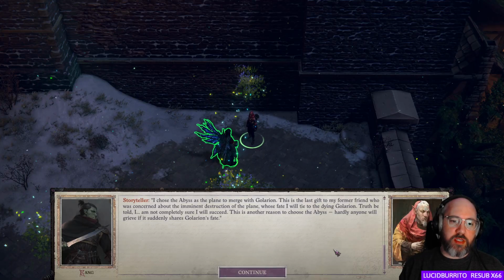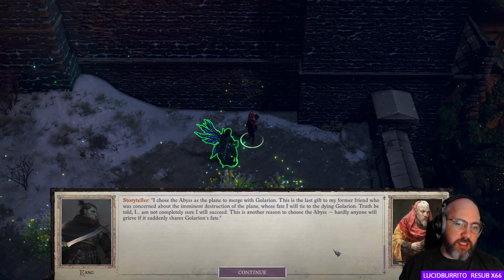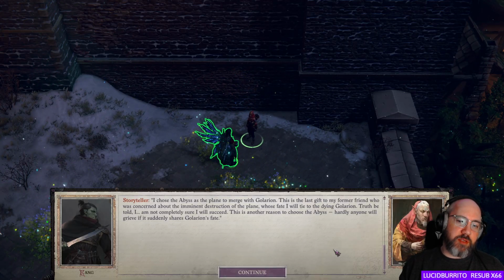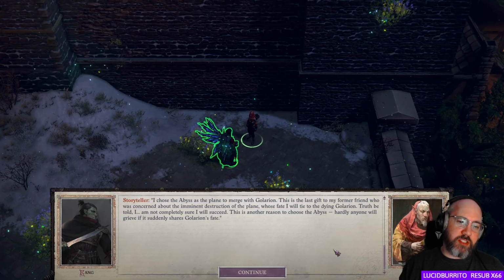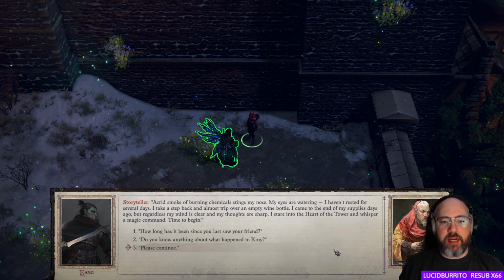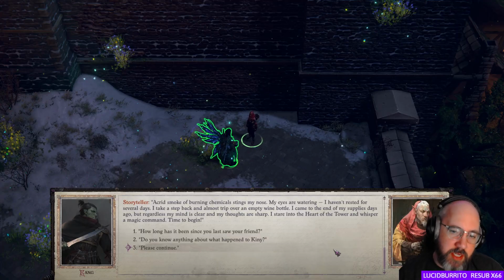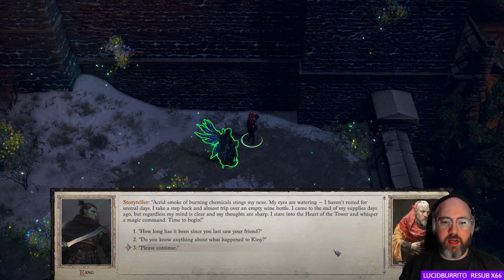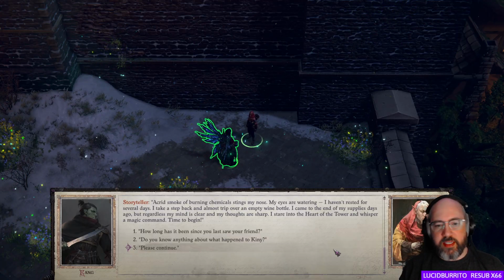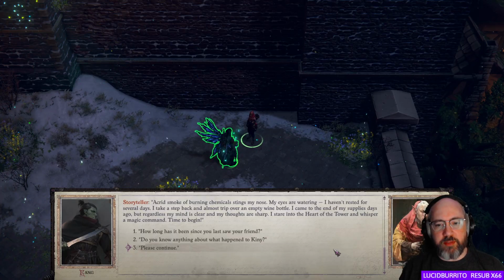Truth be told, I am not completely sure I will succeed. There's another reason to choose the Abyss. Hardly anyone will grieve if it suddenly shares Galarian's fate. Acrid smoke of burning chemicals stings my nose. My eyes are watering. I haven't rested for several days. I take a step back, and I almost trip over an empty wine bottle.